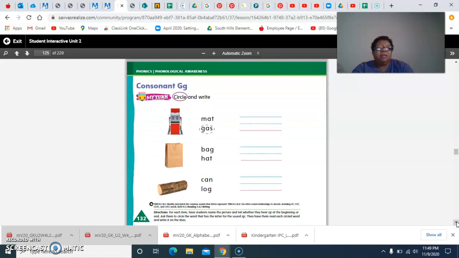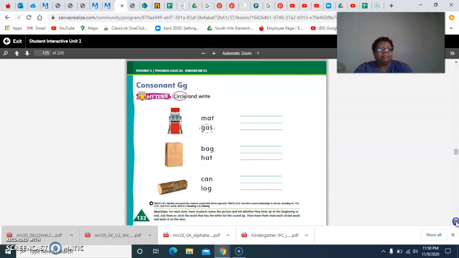Next you have pictures. You look for the word and then write it on the space, on the lines. So you have gas, g, g, gas. Circle the word, practice writing it. Bag, b, b, bag. And then pick your answer, your word, and then write it here. Log, log. Pick which word that would be, and then write it on the line.